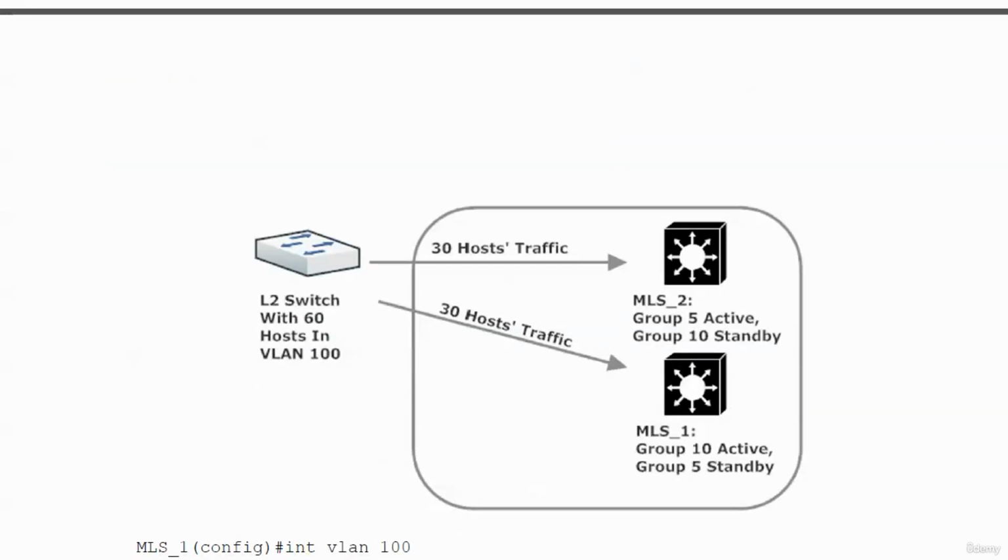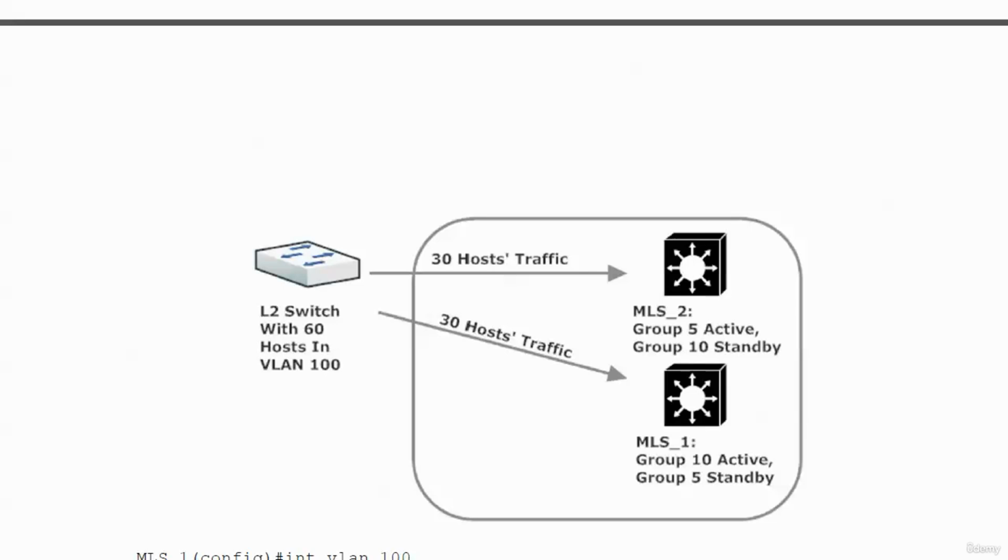So this is what we want to end up with, in essence. We want to split this load. It's not pure load balancing, of course, because we could have some hosts sending a lot more traffic. But the thing is, it's better than what we had. So in the end, we want switch 2 to remain the active for group 5, but be the standby for group 10. We want the inverse, really, for switch 1. We want switch 1 to be the active for group 10, but the standby for group 5.